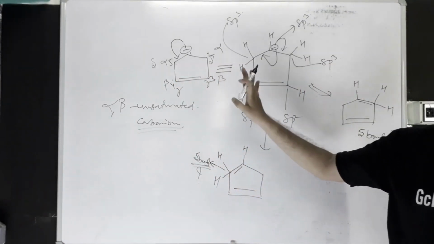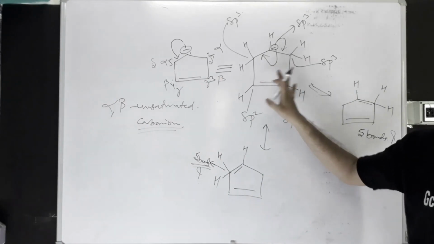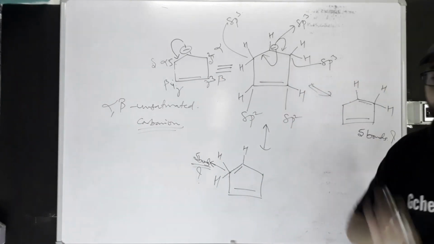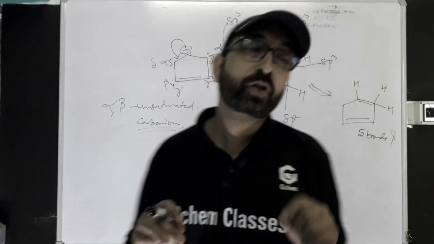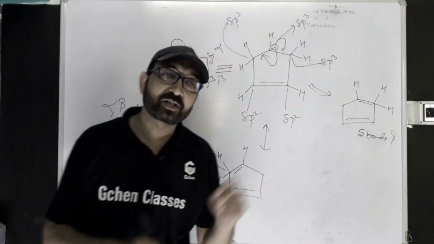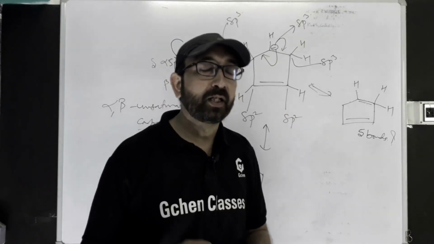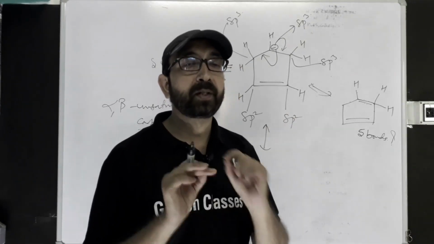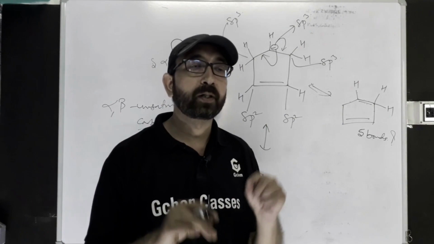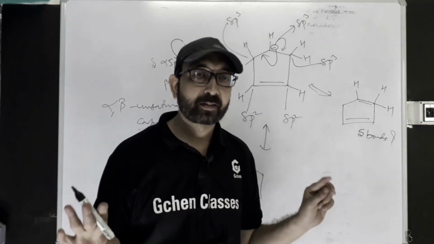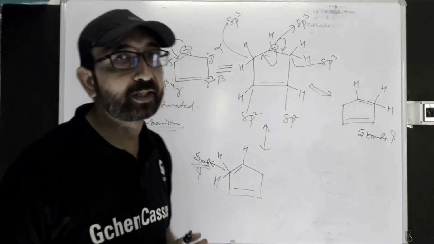Suppose directly if they are asking, tell me the planarity of this molecule, be careful. Okay, just try to draw the resonance. If resonance is possible, then that molecule is planar. If resonance is not at all possible, that molecule won't be planar. Correct? Is that clear? Or do you have any kind of doubt?